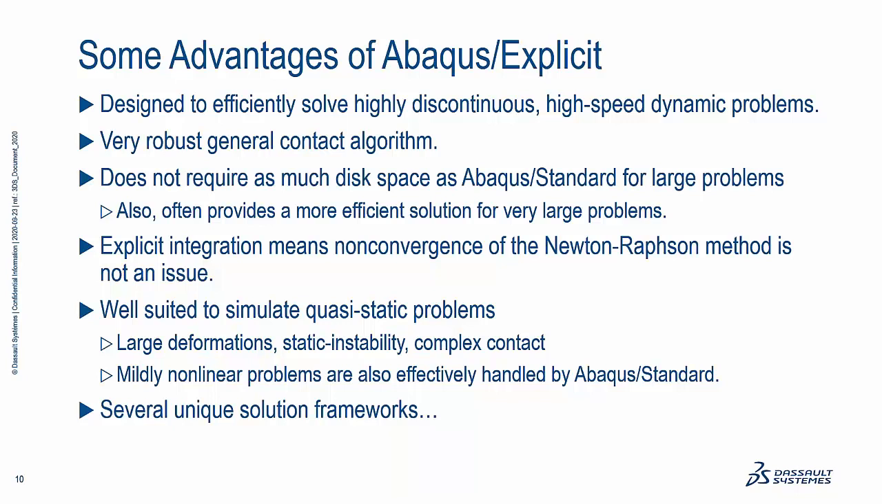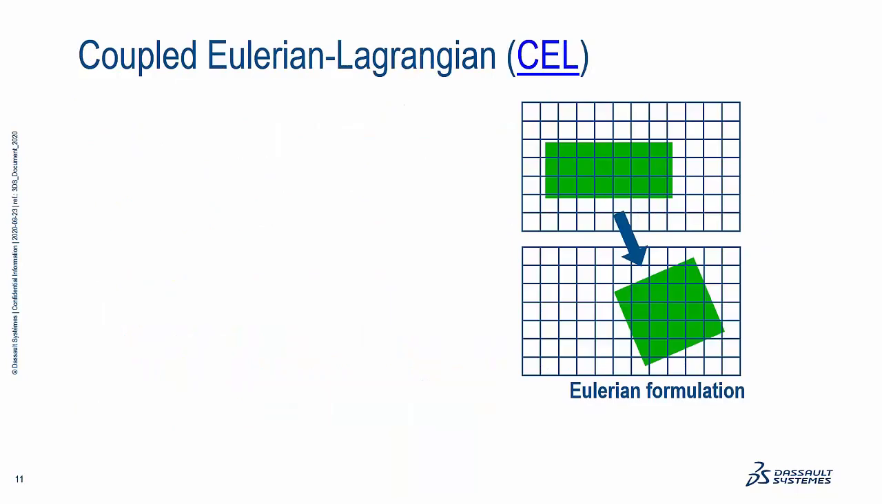Abaqus Explicit also offers several unique solution frameworks that are not available in Abaqus Standard. One of them is the coupled Eulerian-Lagrangian solution framework. Typical finite elements, as we should know by now, are Lagrangian in nature. We are essentially printing a grid of integration points or elements onto a body and tracking the movement of those integration points and the transition of that mesh through space, through an ungridded, unbounded space. That is your typical Lagrangian methodology.